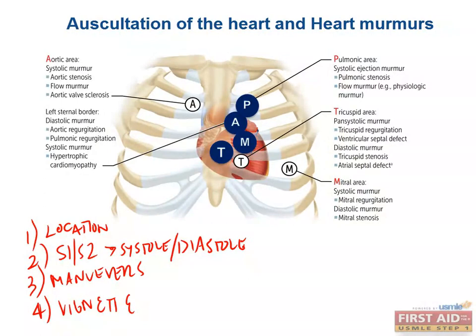Rather, I will incorporate these in the explanation of each individual murmur. Again, I want to help combine things together so that you will understand these instead of requiring to memorize anything. But in general, you can definitely memorize one thing.